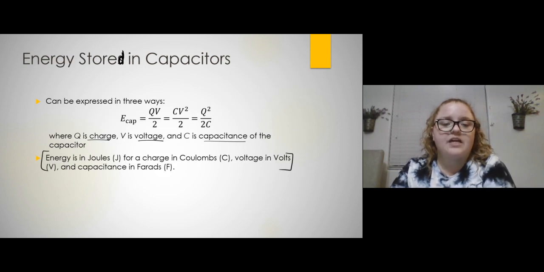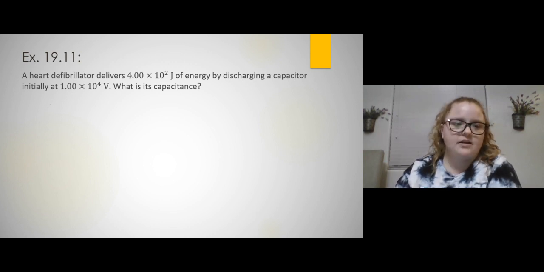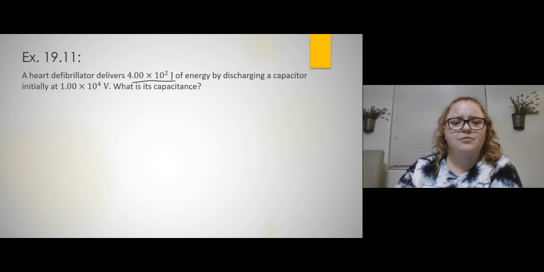All right, so with that information, let's go ahead and have one more example. It states a heart defibrillator delivers 4.0 times 10 to the second joules of energy. So this is energy. By discharging a capacitor initially at 1.0 times 10 to the fourth volts. So that, of course, is our voltage. What is its capacitance? C.